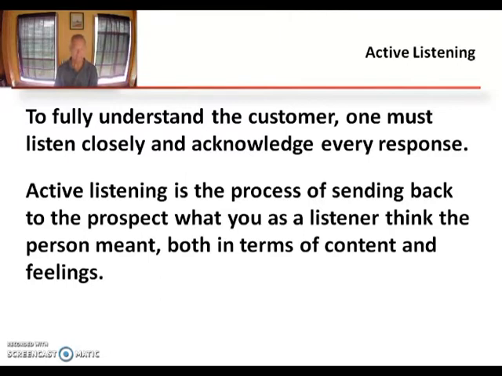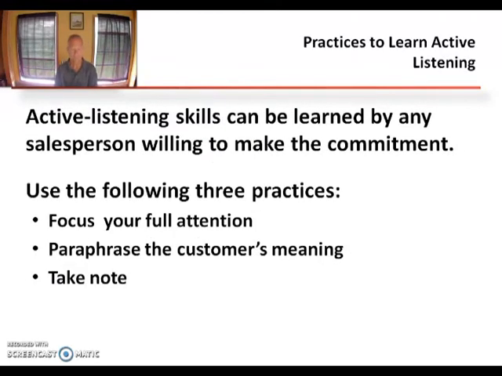Active listening is sending back to the prospect the idea that you are listening and that you are understanding. So engaging in active listening means you're listening, you're looking at the prospect, you're nodding your head, you're agreeing, you're asking follow-up questions. It can be learned by what we do in everyday life. As a salesperson, we need to practice these skills not only when we're selling, but in our everyday life.